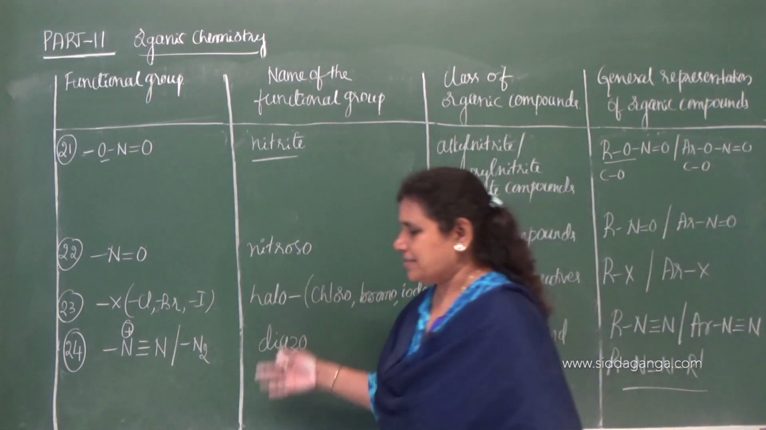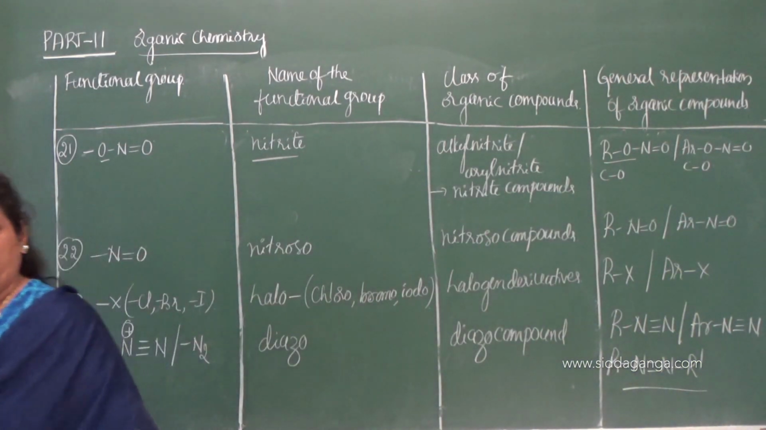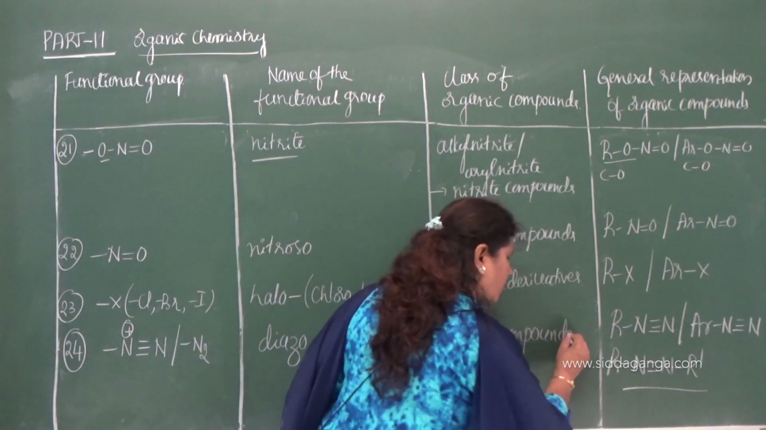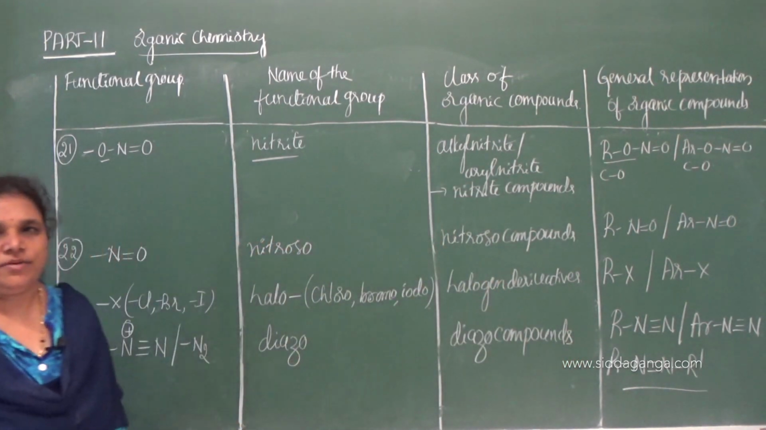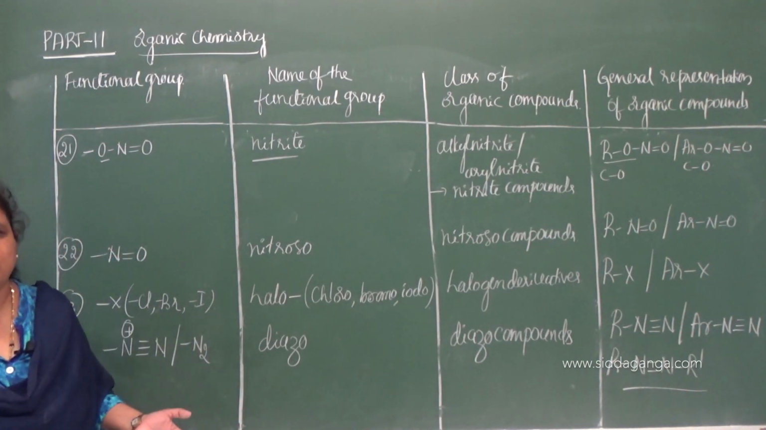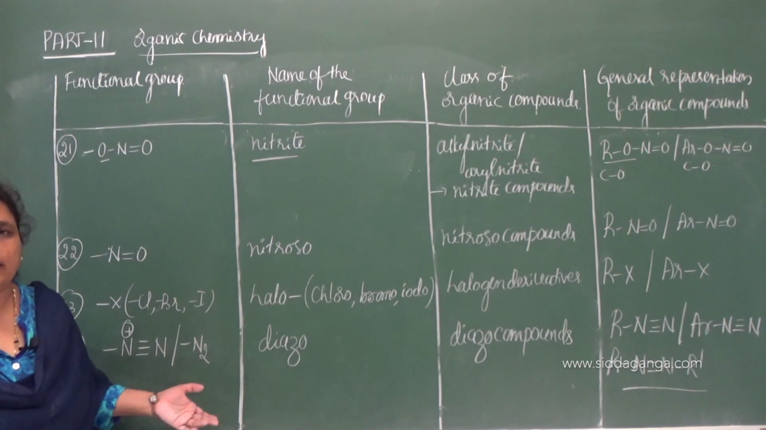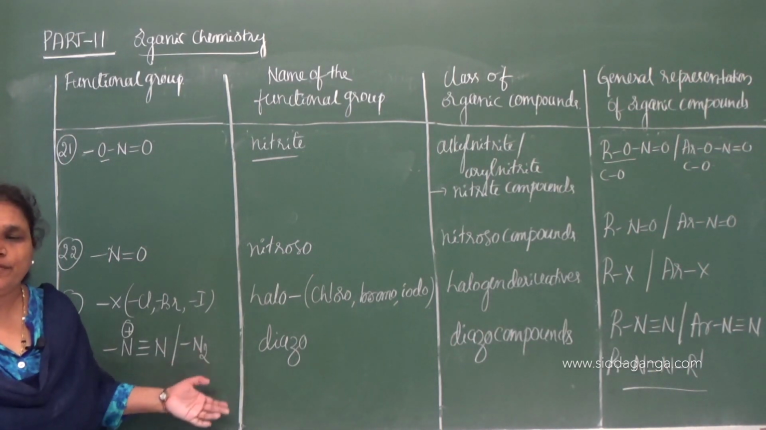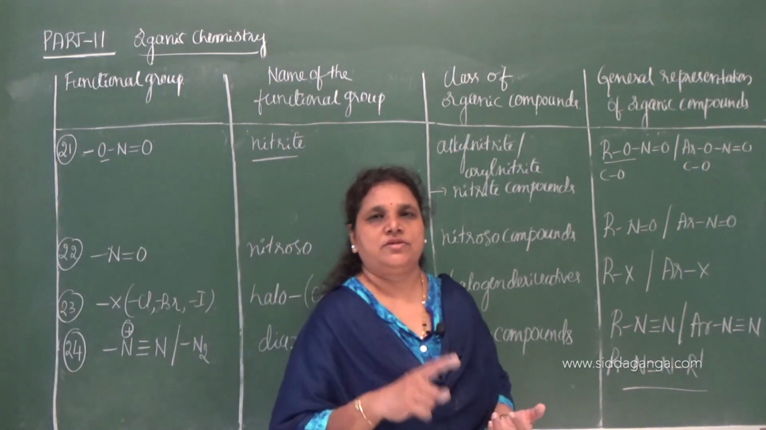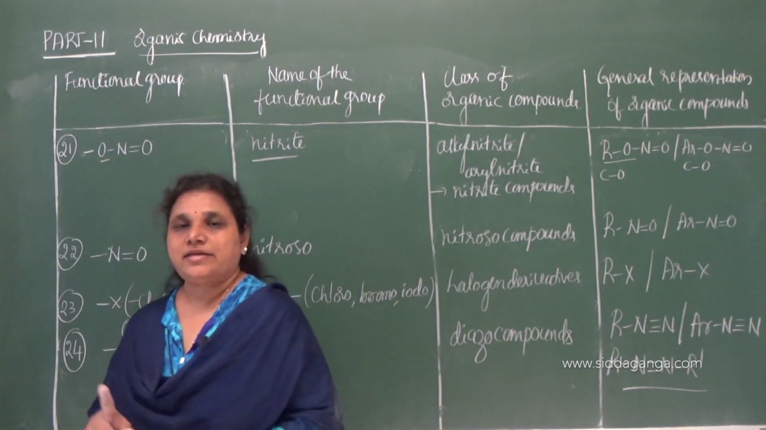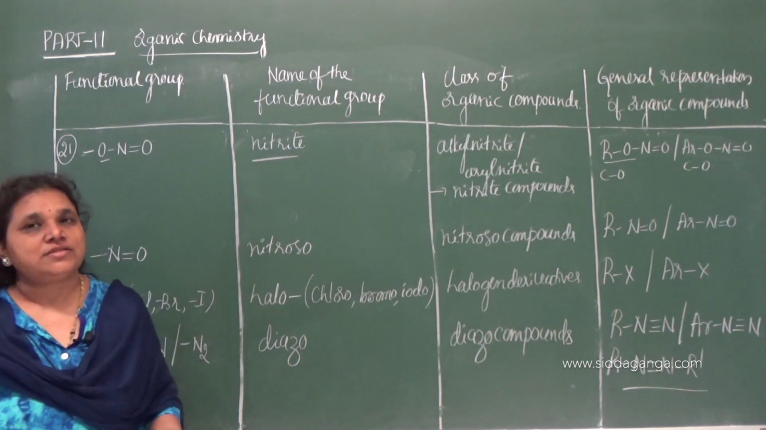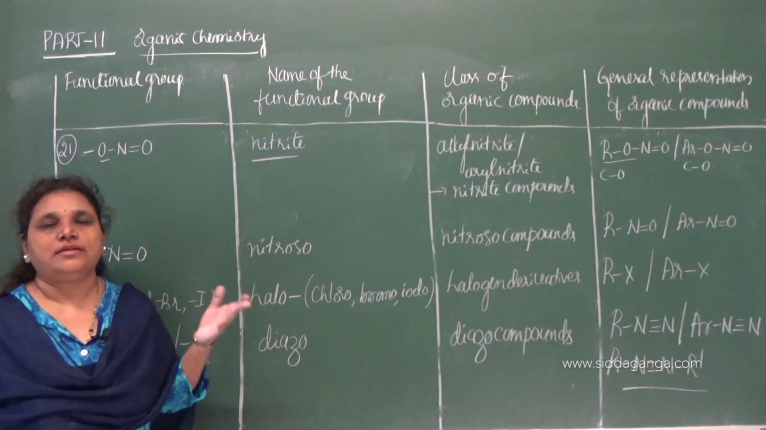So we can classify organic compounds into many classes. Diazo compounds, halogen derivatives, nitroso compounds, aldehydes, ketones, alcohols, carboxylic acids, alkanes, alkynes, sulfonic acids, acid anhydrides, primary amines, secondary amines, tertiary amines, cyanides, isocyanides, acid amides, acid chlorides, esters, ethers. All these are the compounds.